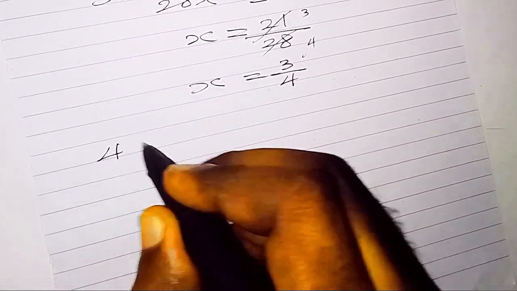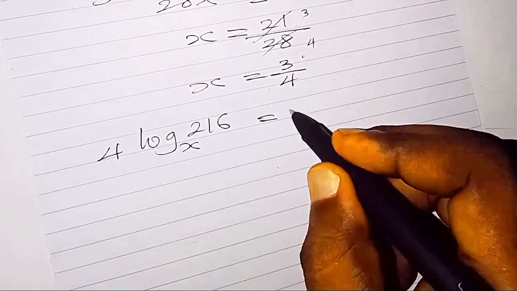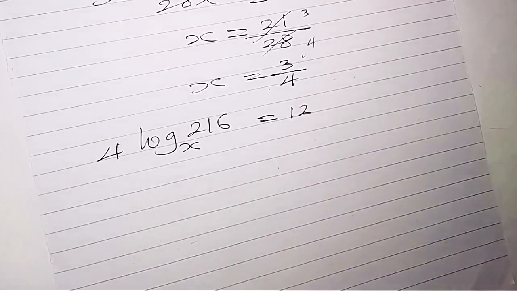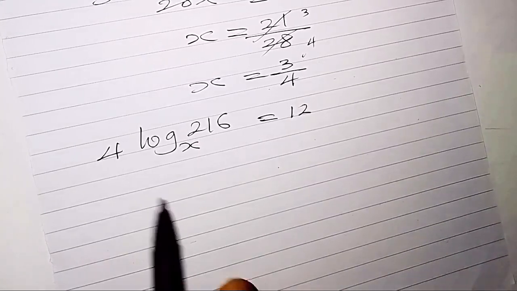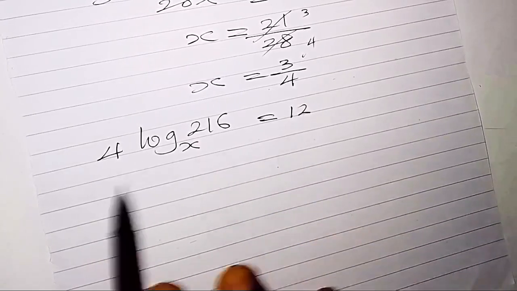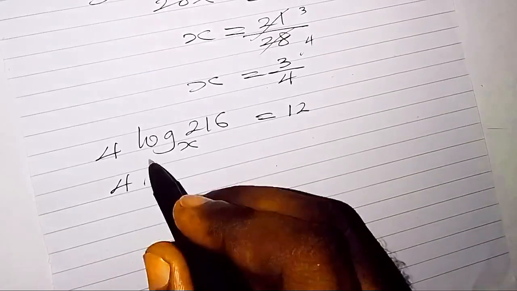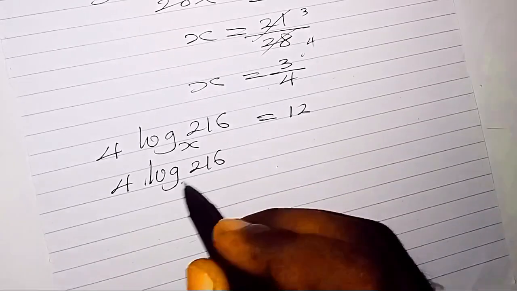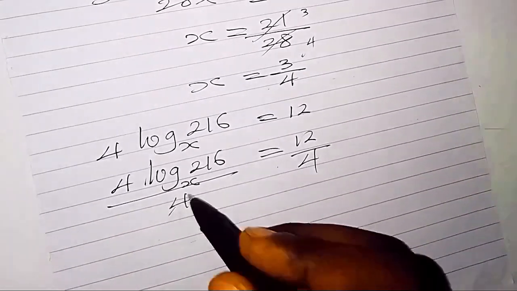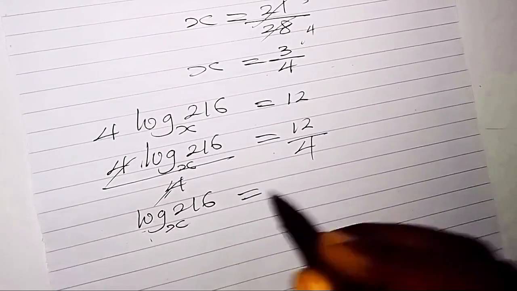Here is 4 log 216 base x equal to 12. One thing we need to first observe is that the coefficient is a factor of whatever we have here. So we can just get rid of that coefficient by dividing both sides by 4. Dividing both sides by 4, we actually get rid of this. And this becomes log 216 base x equal to 3.